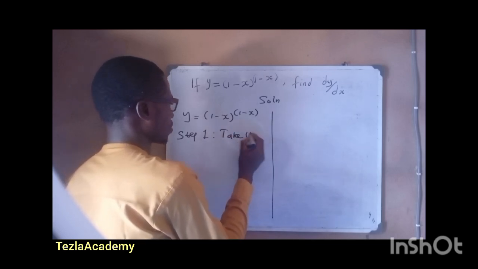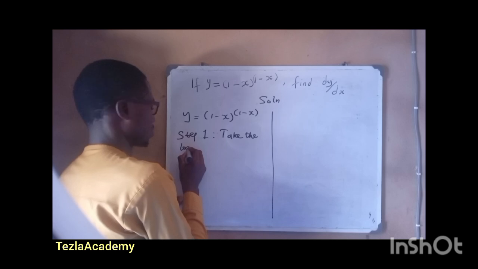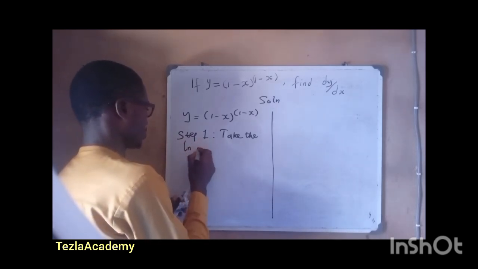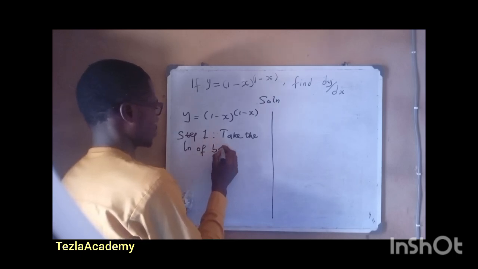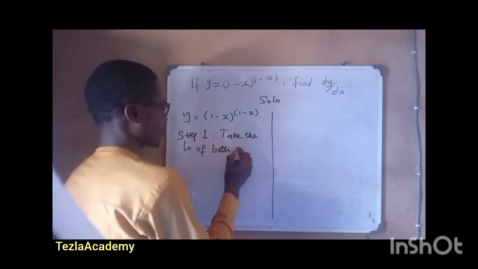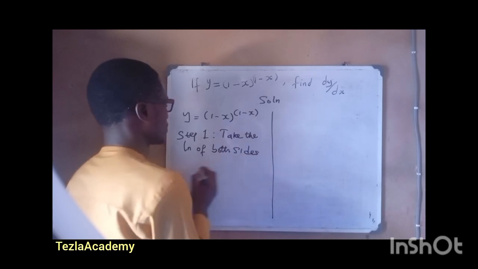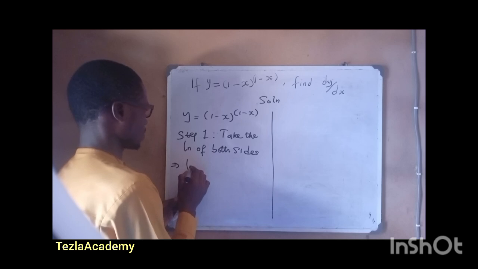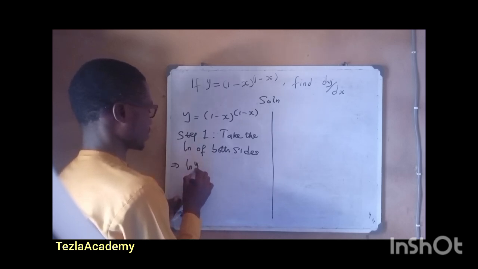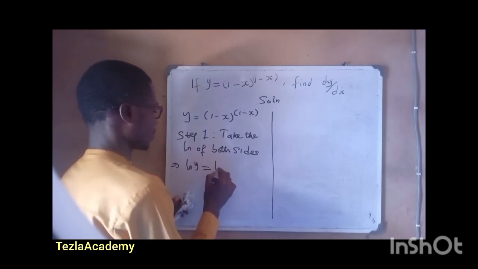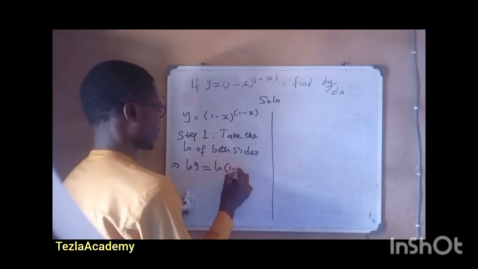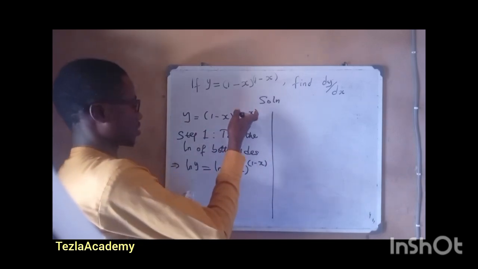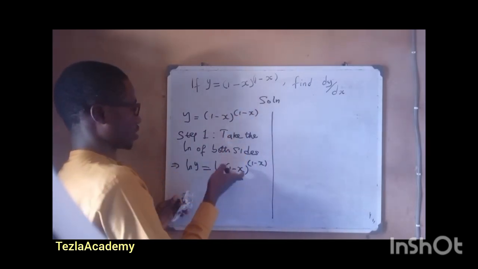Take the natural log of both sides, and that implies we take the ln of y equals the ln of the other side, (1 minus x) raised to the power (1 minus x). That's from that particular equation. So that's how we took it.